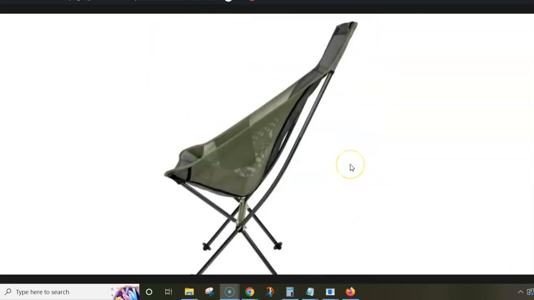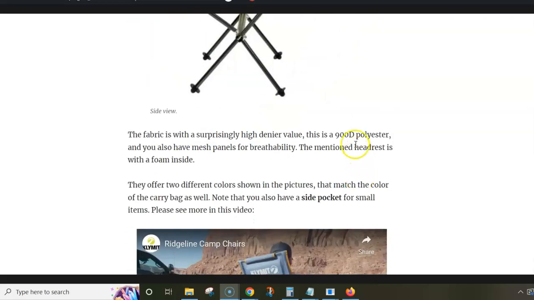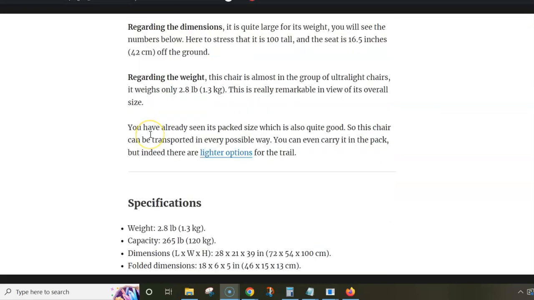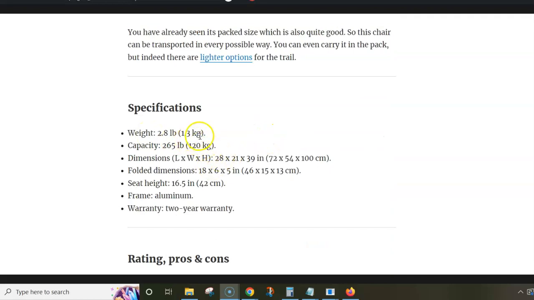And regarding the materials, this is 900 denier polyester, which is a really surprisingly high denier value, and the rest is aluminum. Now about the weight, it's only 1.3 kilograms and the capacity is 120 kilograms. So this, I would say, will be strong enough for most potential users. The seat height is 42 centimeters. And you have seen the carry bag, the dimensions are given here.